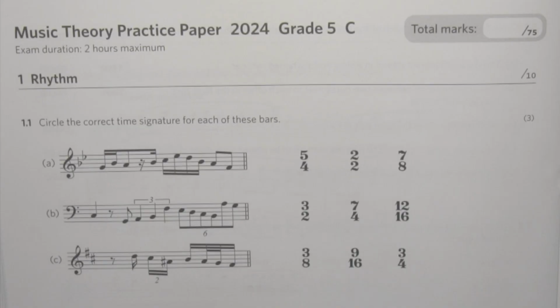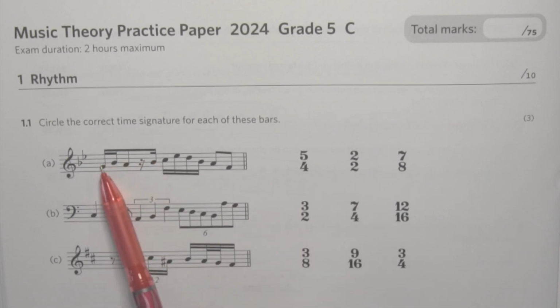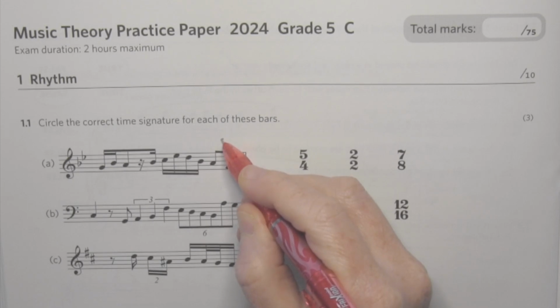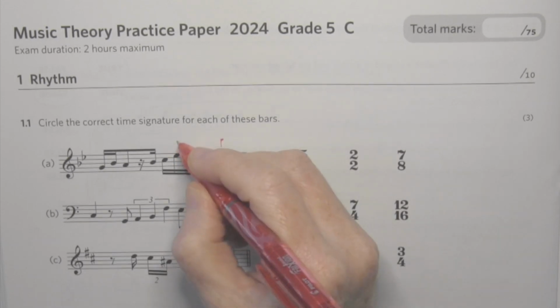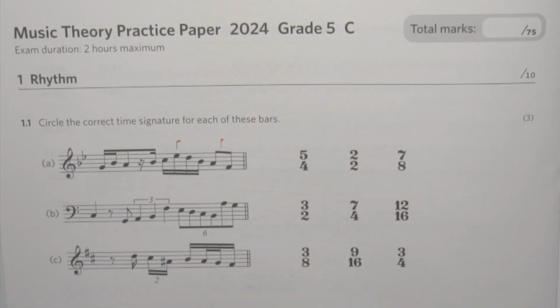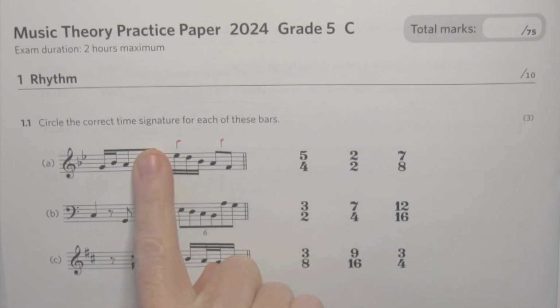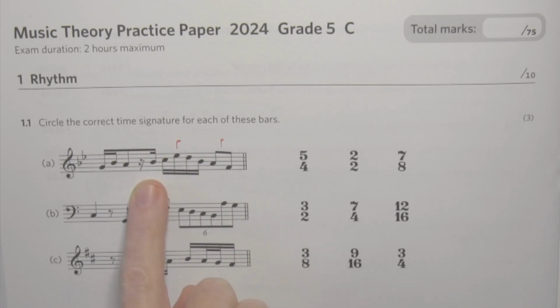Section 1 starts with rhythm, and in the first question we are asked to circle the right time signatures for the given bars. First, the grouping. We see this group here, this group here, this group here. I will start from the easiest thing. I believe this is a crotchet. This is also a crotchet. And this looks like more than a crotchet because we have one crotchet just here, with these two things. And then this is another quaver.